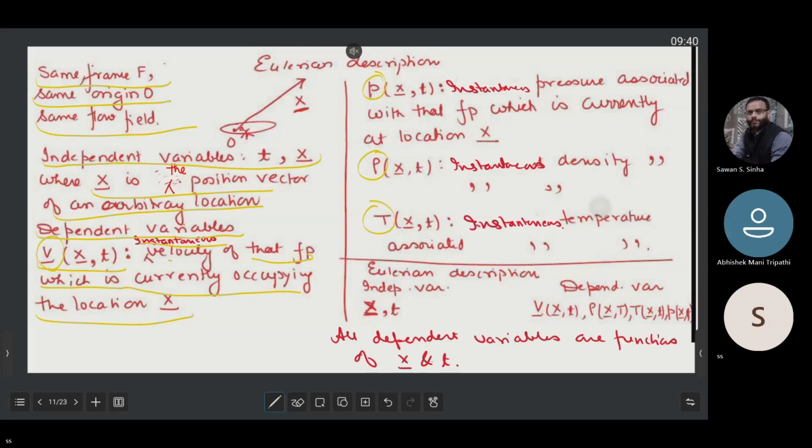Okay. I don't care, again I'm repeating, I don't care which particle is there, but there is one particle, that is for sure. As long as you are in the flow domain, there will be a particle. कोई भी है, coincidental, the identity of the particle is coincidental. जो भी है उसकी velocity बताओ, v(x,t). और फिर pressure or density or temperature, instantaneous pressure associated with that fluid particle which is currently at location x.